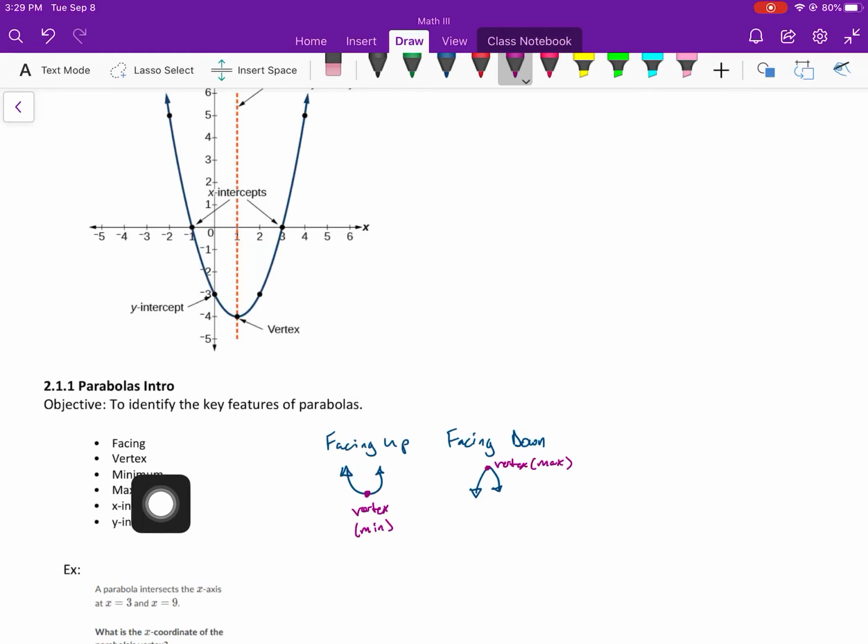Then the x-intercepts, that's where it crosses the x-axis. Kind of the key there is that y equals 0. And for the y-intercept, x equals 0. And there's only going to be one y-intercept. There it is where it crosses the y-axis.